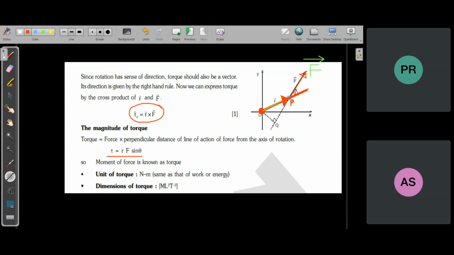Sir, its direction is perpendicular to the plane containing both vectors, means the turning effect should be in that direction perpendicular to the plane, no, sir? And the turning effect only we call as torque, no, sir? Along the axis.